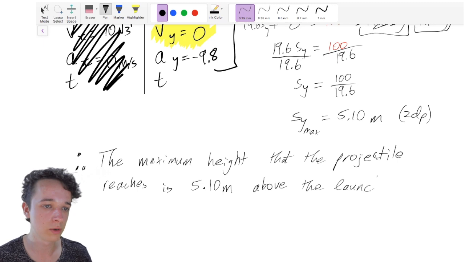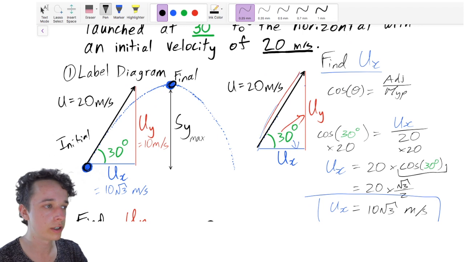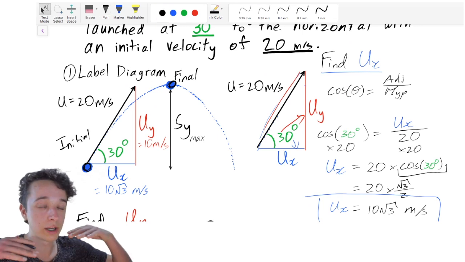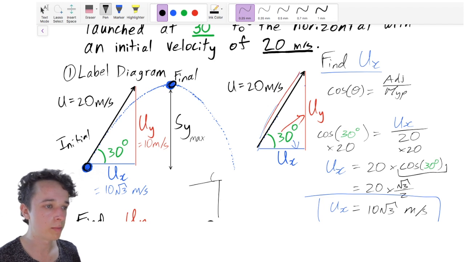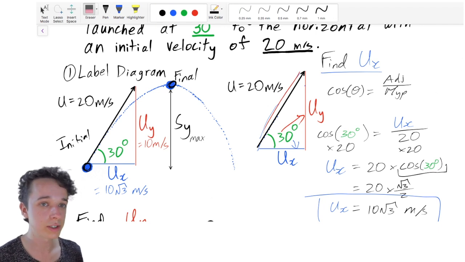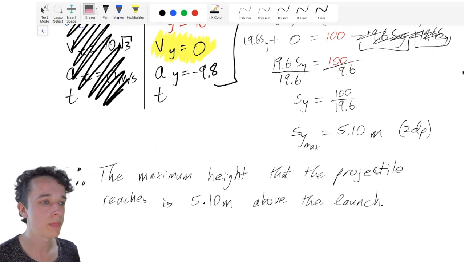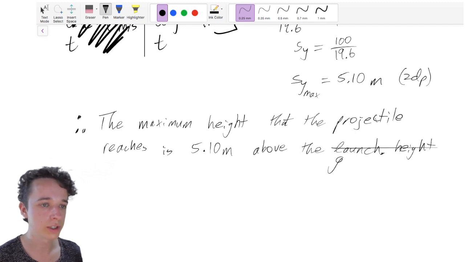Because in more complicated questions later on, you'll see that you don't necessarily have to think about the projectile as being launched from ground level. It can also be launched from a cliff up here down to some lower point down here. That's why I'm saying the maximum displacement, the maximum height, is 5.10 meters above the launch height. Or in this case, you could say ground level, above the ground.